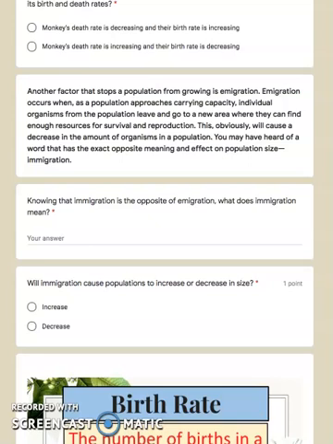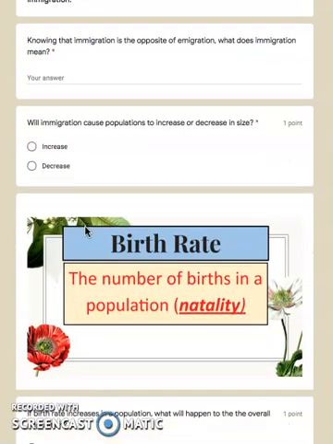You may have also heard of a word that has the exact opposite meaning and effect on a population size, which is immigration. Now, knowing that immigration with an I is the opposite of emigration with an E, what do you think immigration means? We know that emigration with an E means that organisms are leaving an area. So what do you think immigration with an I means? Go ahead and type that out. Will immigration cause populations to increase or decrease in size?